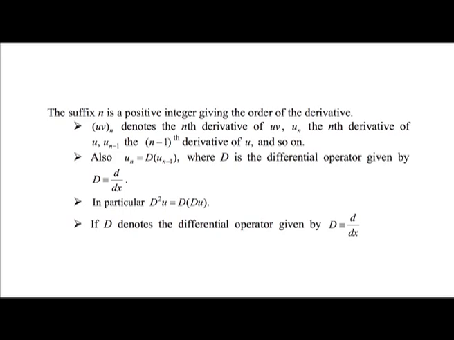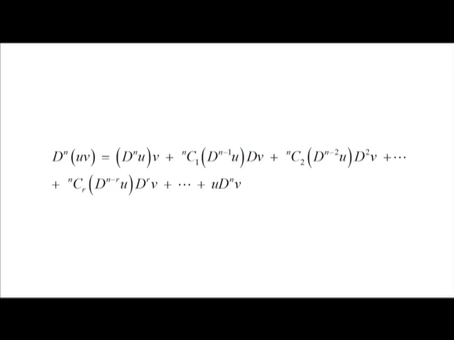If D denotes the differential operator given by D equal to d by dx, then the Leibniz theorem can be written as D power n of uv equal to D power n of u into v plus nc1 D power n minus 1 u into Dv plus nc2 D power n minus 2 u into D square v plus etc. plus ncr D power n minus r u into D power r v plus etc. plus u into D power n v.